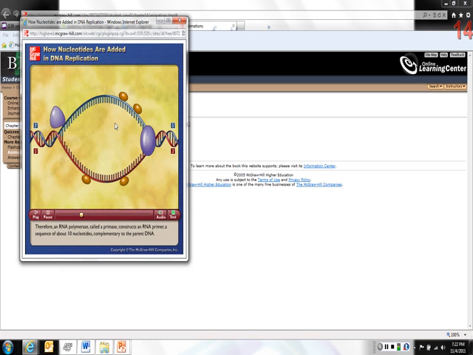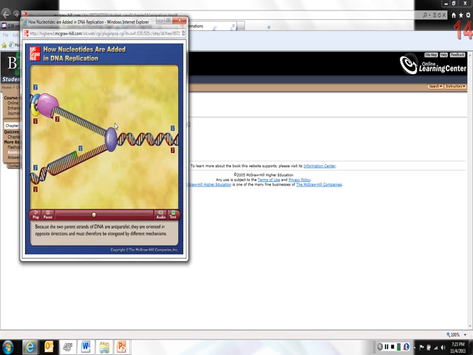Therefore, an RNA polymerase, called a primase, constructs an RNA primer, a sequence of about 10 nucleotides complementary to the parent DNA. DNA polymerase III can then add deoxyribonucleotides to synthesize the new complementary strand of DNA. Because the 2 parent strands of DNA are antiparallel, they are oriented in opposite directions and must therefore be elongated by different mechanisms. The leading strand elongates toward the replication fork by adding nucleotides continuously to its growing 3' end.